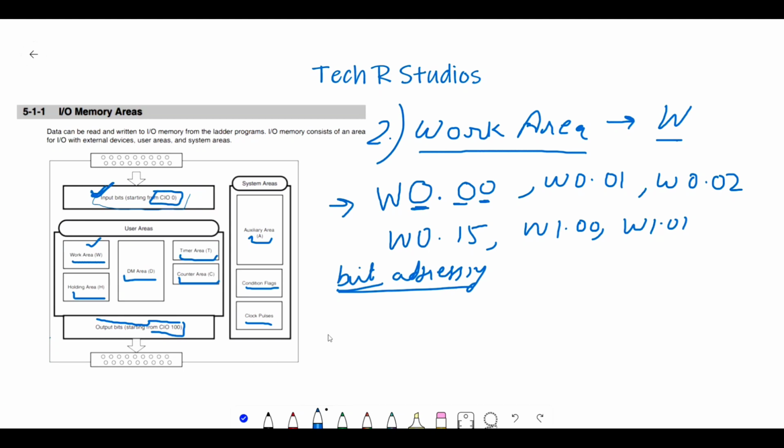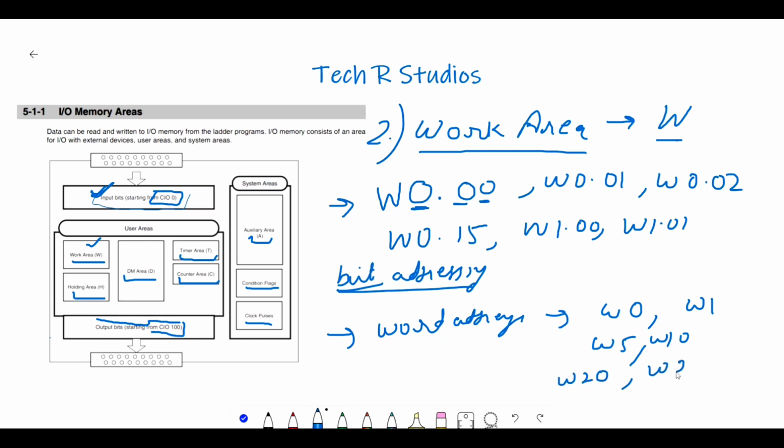We can also address this memory area in word addressing. How will we address it in word addressing? We simply write down W0 or W1, W5, W10, W20, W23 and so on. So in this word addressing type, we only use the designator letter and the word number, not the bit number. We only use the word number. So I think the word memory is clear.